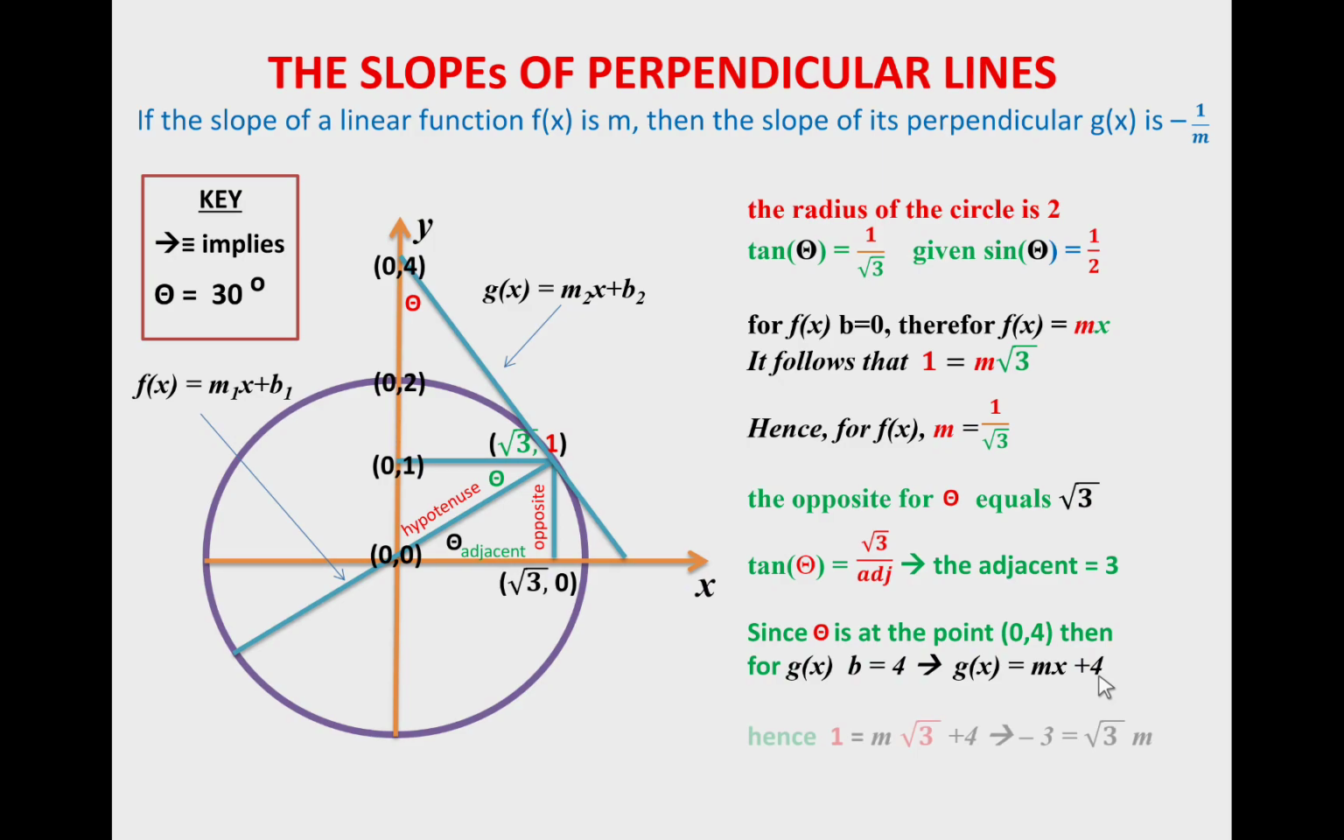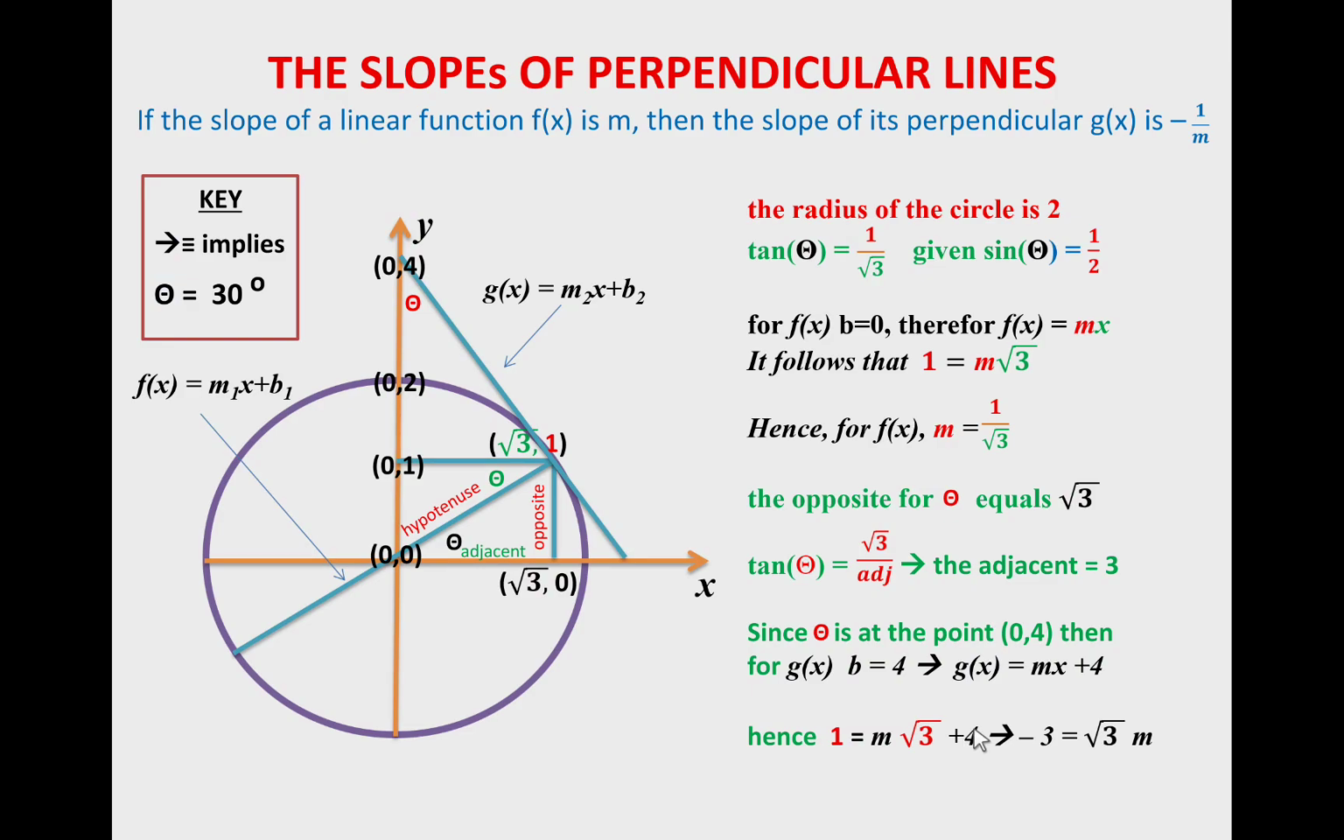Now that we wrote this, we can also use the point (square root of 3, 1). Since this point lies on g of x as well, we can evaluate g of square root of 3, which is going to be equal to 1 for us. So we put 1 over here, equals m multiplied by x, replacing x by square root of 3. So 1 is equal to m multiplied by square root of 3 plus b, which is 4.